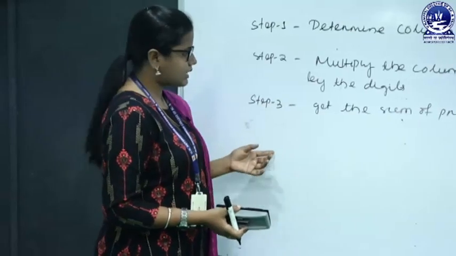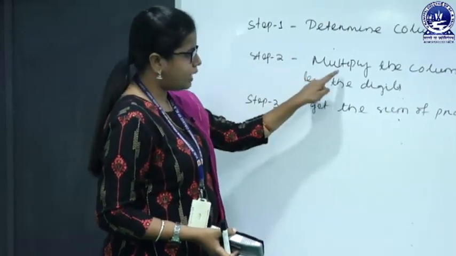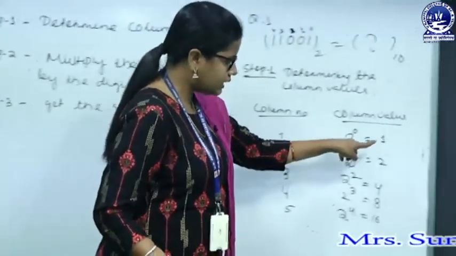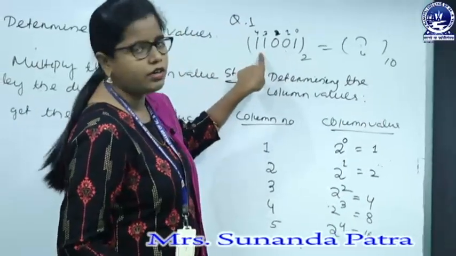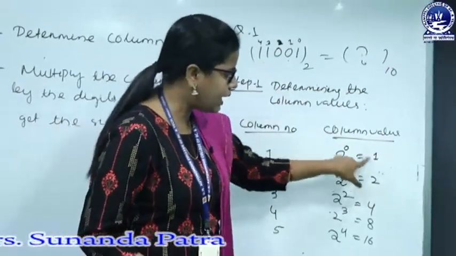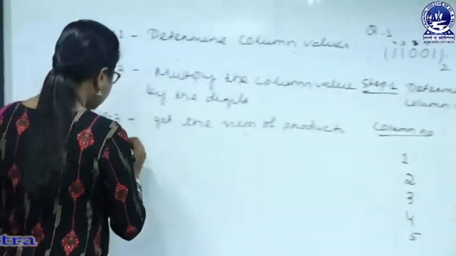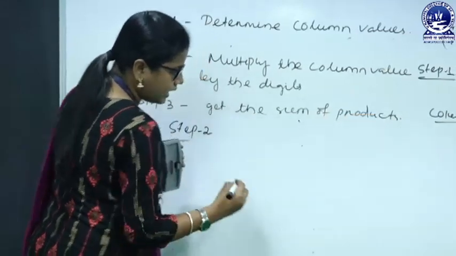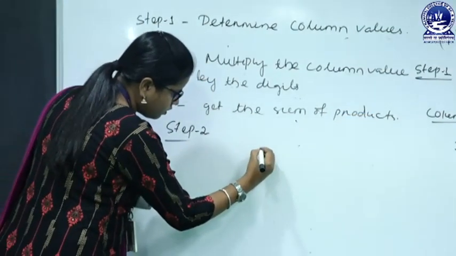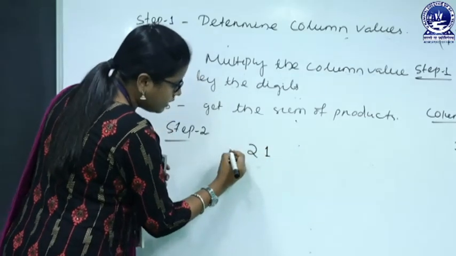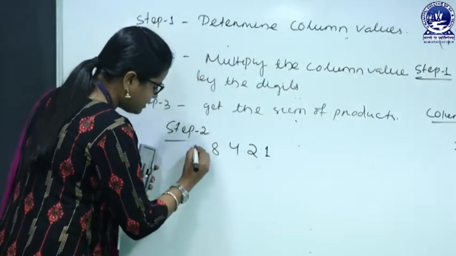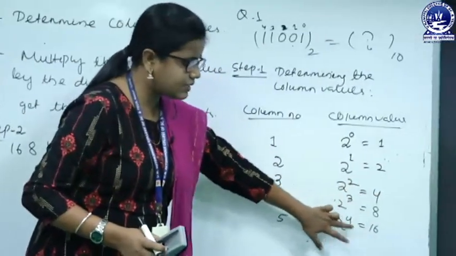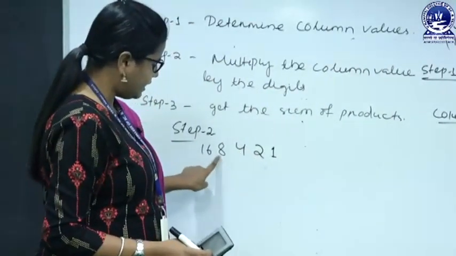Next, we go to step 2. Step 2 is to multiply the column value by the digits. Here we have the column values and these are our digits, so we have to multiply them. What are the column values we got? 1, 2, 4, 8 and 16.